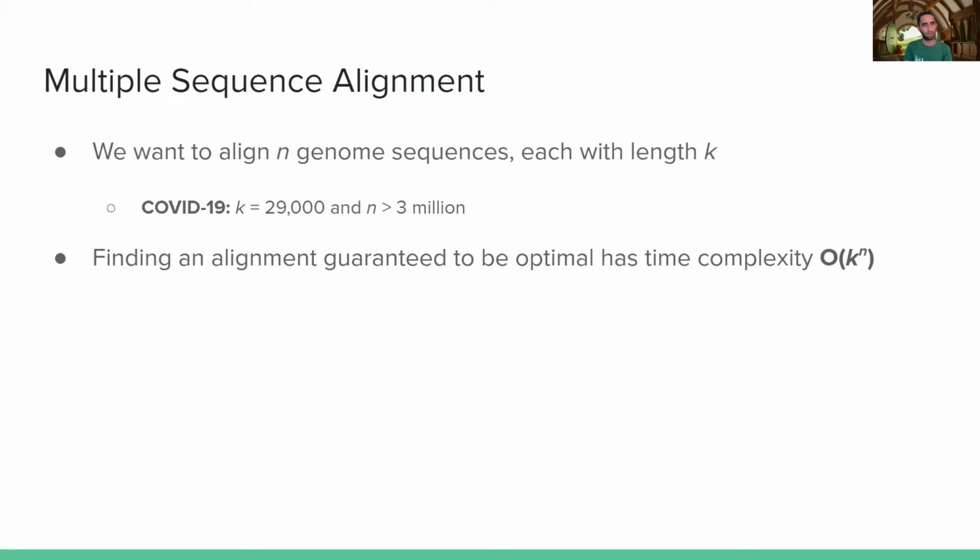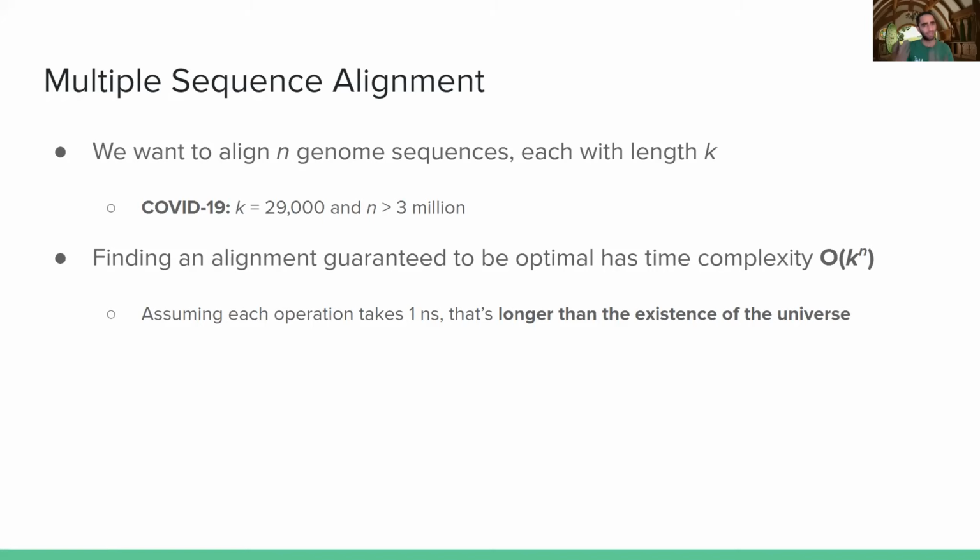So it turns out that finding an alignment that's guaranteed to be optimal has a time complexity that is big O of k to the n. And if you're not familiar with big O notation from computer science, don't worry. This is basically just saying that it's roughly some function of k to the n computer operations that have to be performed to do this alignment. So even if we assume that every operation takes 1 nanosecond, that's longer than the existence of the entire universe. So that's clearly too slow to enable me to do real-time surveillance.